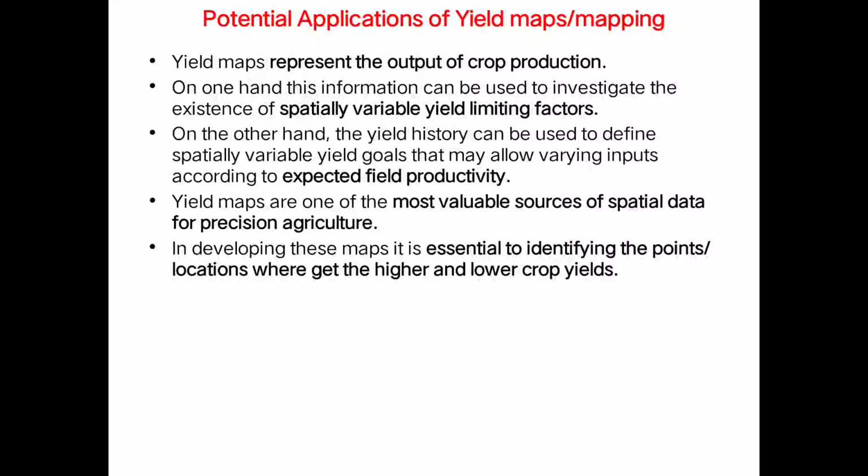The next important application, that is the yield maps are one of the most valuable sources of the spatial data which is used for the precision agriculture. And the last application, that is in developing this map, it is essential to identify the points or the location where get the higher and the lower crop yield. So these are the some important potential applications of the yield map or the yield mapping.